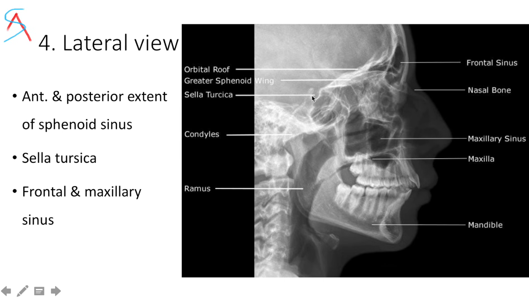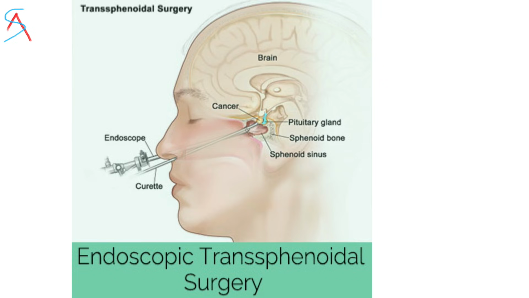Why they tell you to do so is because the sella turcica is a very important structure, because in the sella turcica we have the pituitary. To do surgery of the pituitary gland, there is something called endoscopic transsphenoid surgery. In that we go from the nose directly to the sphenoid sinus, then we break the sella turcica and do the pituitary surgeries for some adenomas.